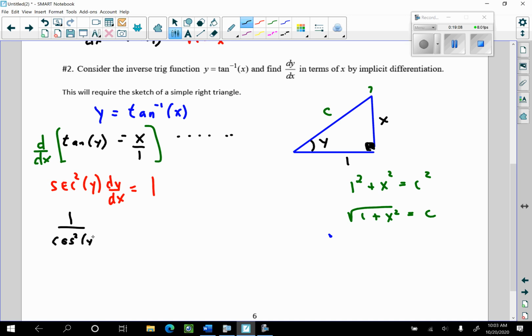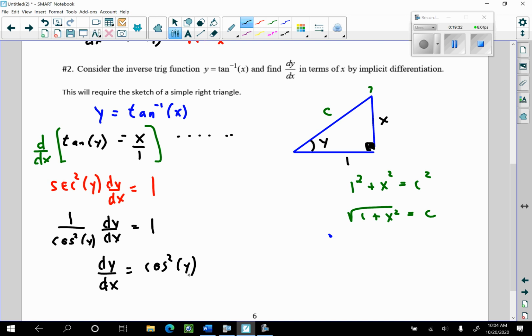So before I do this, I'm going to write it this way, because it's easier for me as a math teacher to explain what's going to happen in the next step, because all I'm going to do is multiply both sides by cosine squared. And now I have dy dx is equal to cosine squared of y.